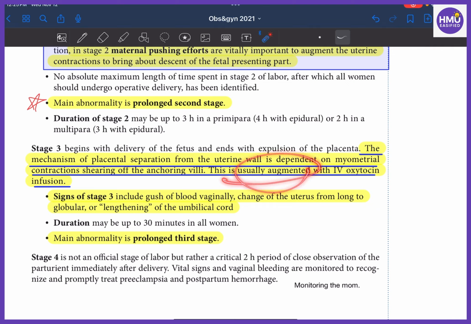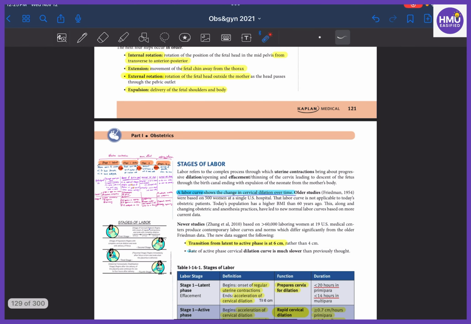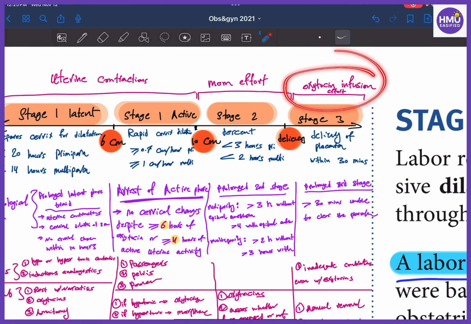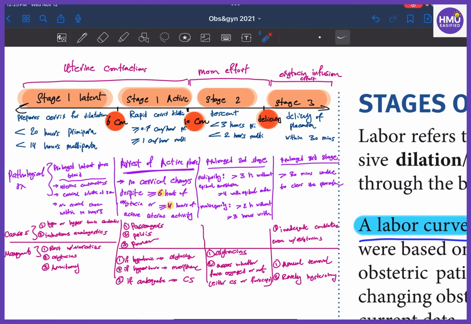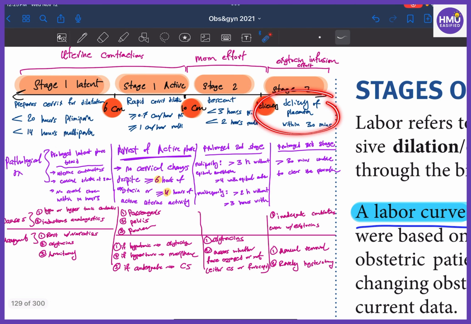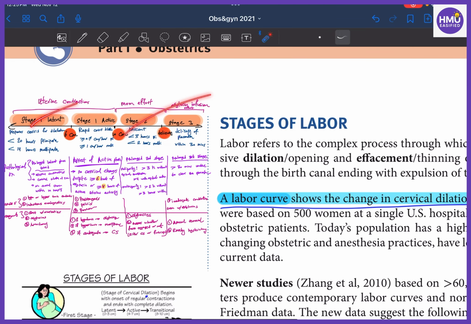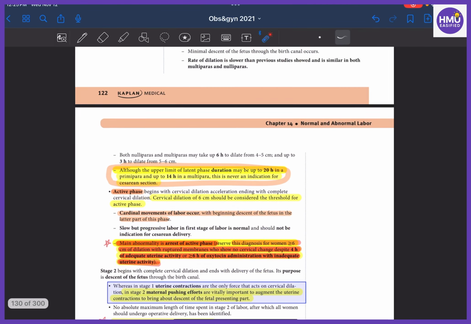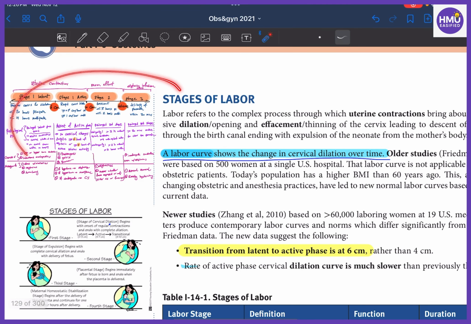This is usually augmented with IV oxytocin infusion. We know oxytocin is a hormone that induces contraction, so maybe we give IV oxytocin to help the placenta come out, which is here, oxytocin infusion. We help the mother, okay? And delivery of the placenta happens within 30 minutes. Now I'm talking about this a lot, so we just memorize it at once, and maybe at the end I will also come back and explain it all again.